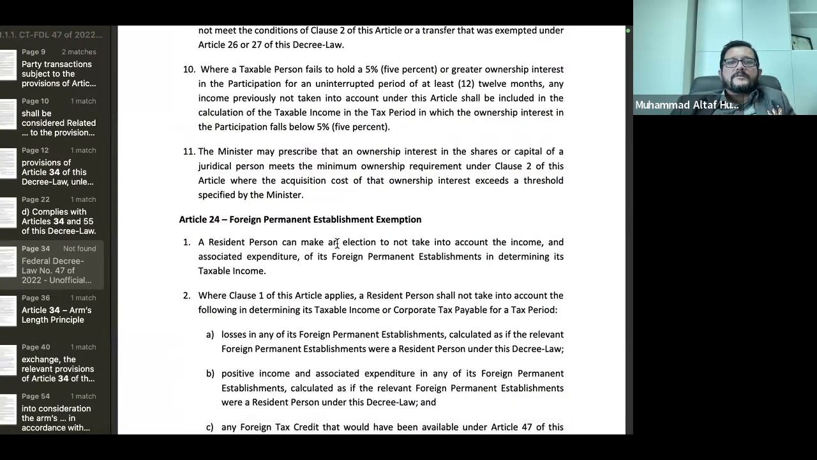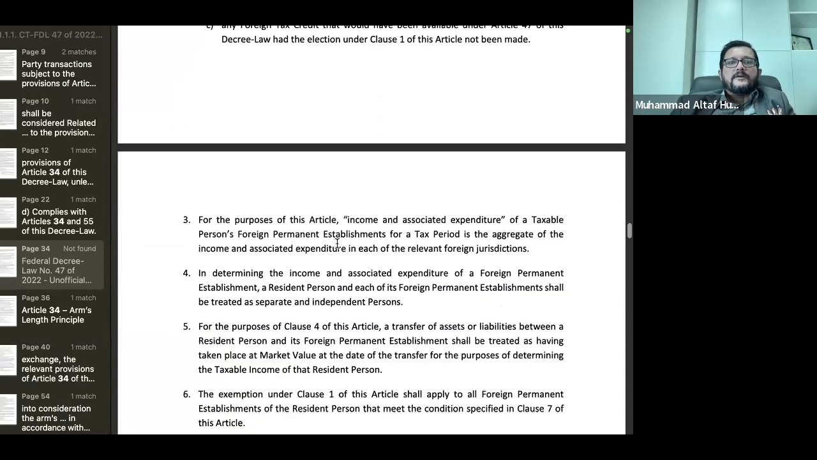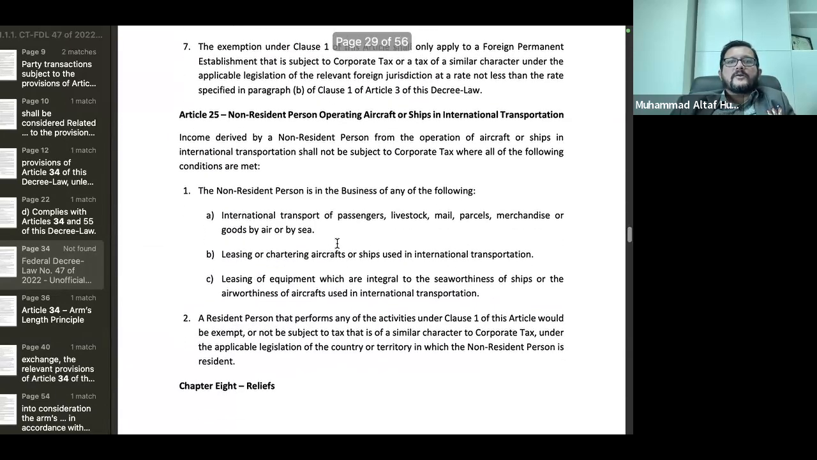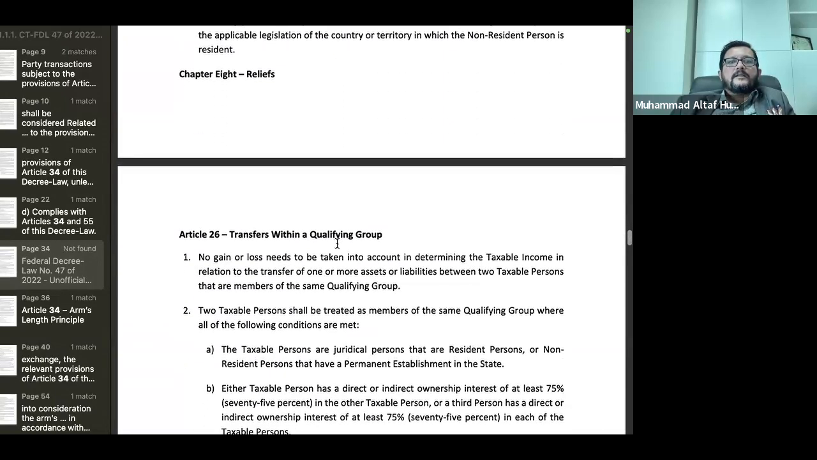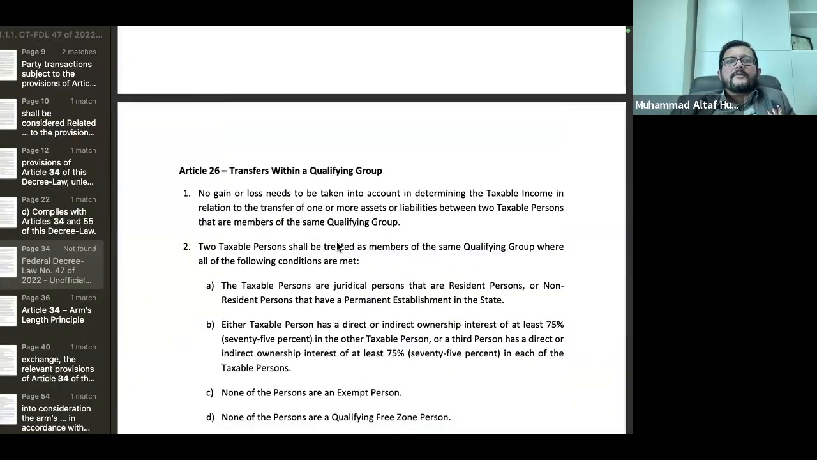Dividends, participation exemption. What else is it? FPE we already addressed. Foreign permanent establishment. What else? Non-resident we covered, right? Then we come to reliefs. So what different reliefs do we have?